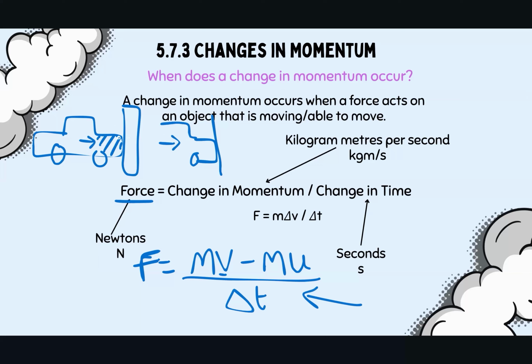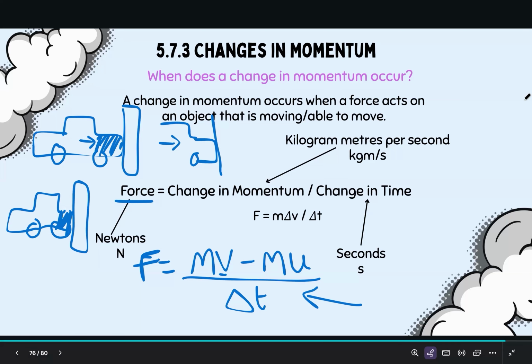But now, before it actually crashes, what will happen is this front bit crumples. So because it's crumpled up, it takes a little bit longer till the car actually stops, and that increases the time taken. Therefore, the force is less.